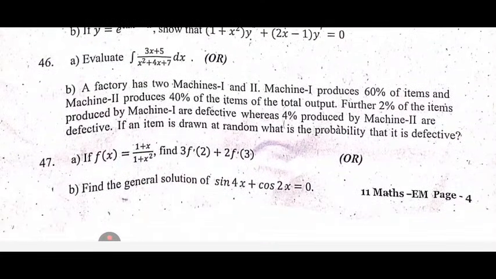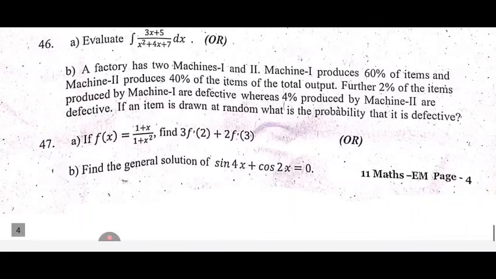46, a evaluate. b, a factory has 2 machines, 1 and 2. Machine 1 produces 60% of items and machine 2 produces 40% of the total output. Further, 2% of the items produced by machine 1 are defective, whereas 4% produced by machine 2 are defective. If an item is drawn at random, what is the probability that it is defective? We have to find this.